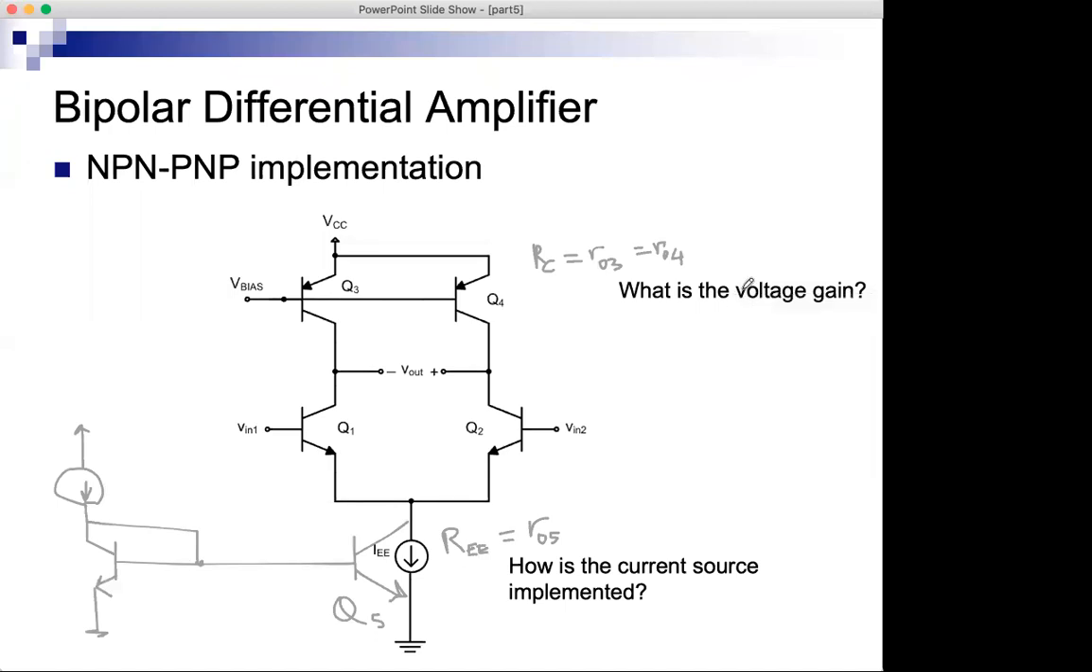Right, okay. I need to know AD or ACM. And if it's ACM, we said because I'm taking the output between two collectors, it will be 0, even if this current source is implemented using a BJT. What about AD? AD in differential, I will have a virtual ground here. And with a virtual ground, I will have a simple common emitter amplifier, and I can use the previous result from the previous slide. And again, the answer is easy.